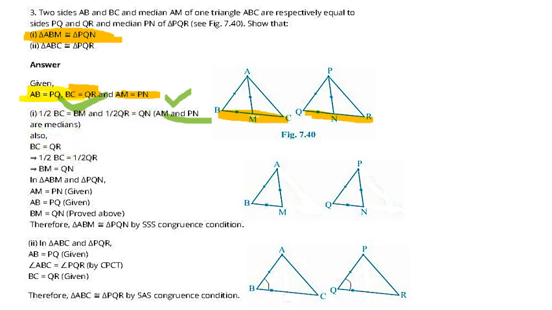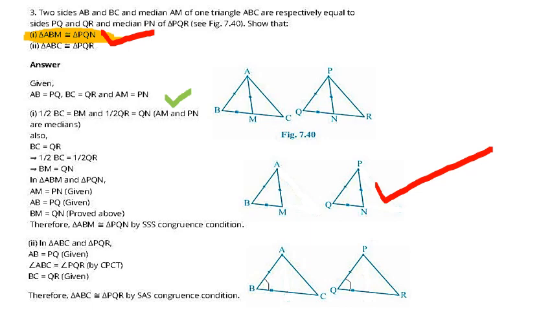Now, next thing, I have taken two triangles. What are the two triangles? The two triangles which I have to prove are congruent. These are these two triangles, ABM and PQN. So this is your figure now. In triangles ABM and PQN, AM equals PN. This side AM equals PN. Why? Because it is given that this median and this median, they are already equal.